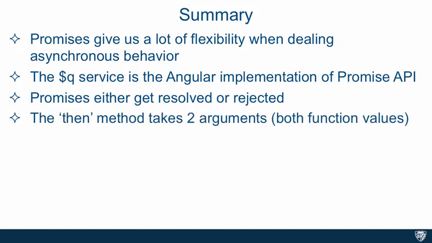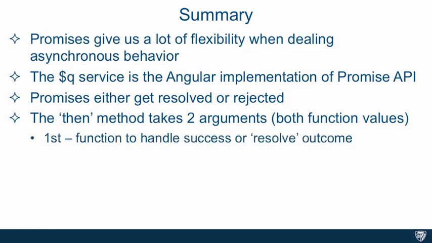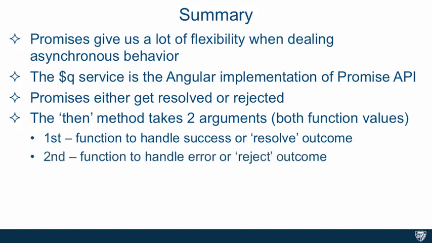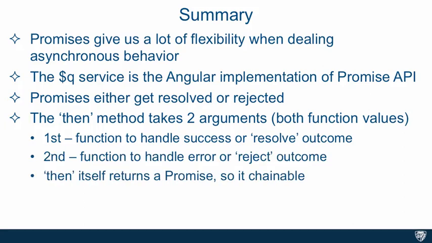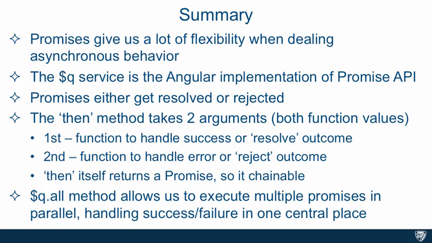The then method that you can call on the promise takes 2 arguments, both of which have function values. The first is a function to handle the success or the resolve outcome, and the second is a function to handle the error or the reject outcome. In addition, the then method itself returns a promise, so you can chain it with other promises and make the code a bit more readable as well. Finally, we spoke about the queueService.all method. That method allows us to execute multiple promises in parallel, making things faster, and at the same time, we're able to handle success and failure of all of those promises in one central place in our code.